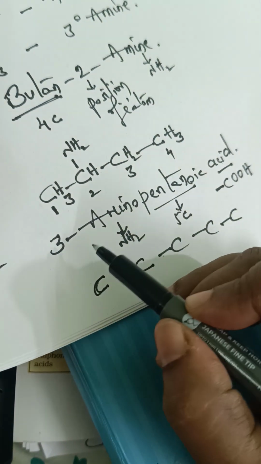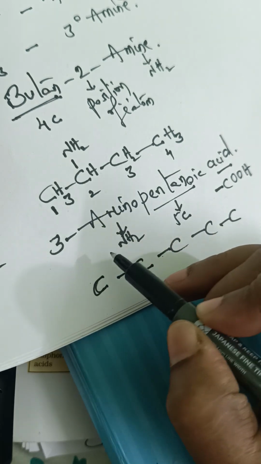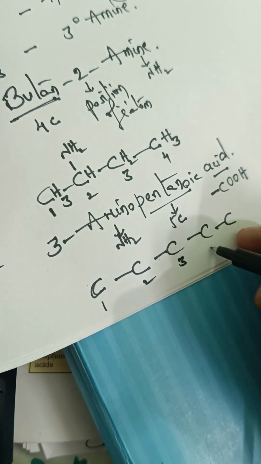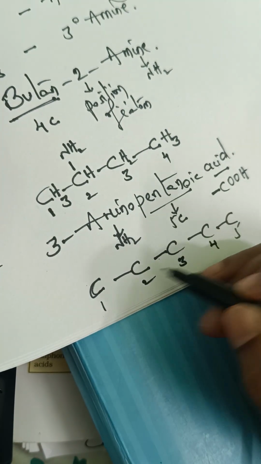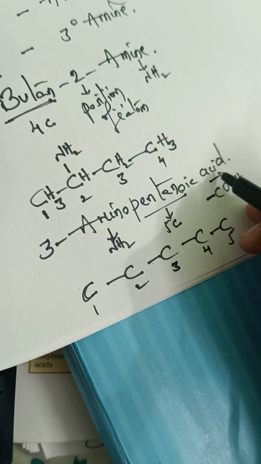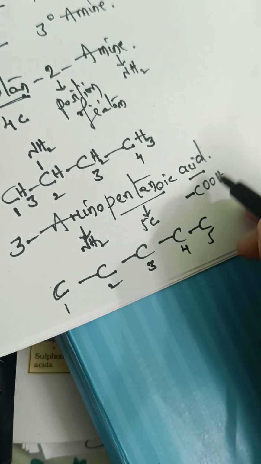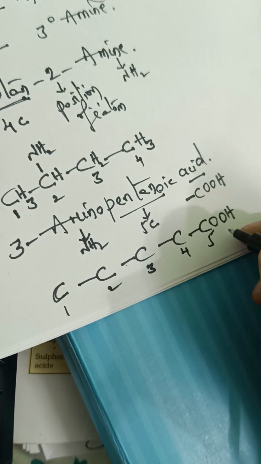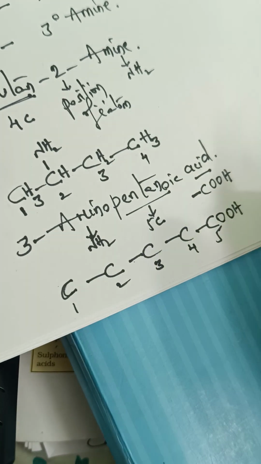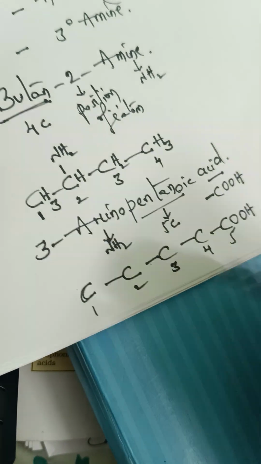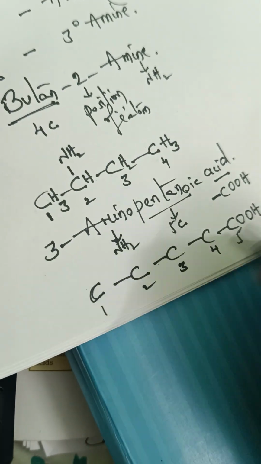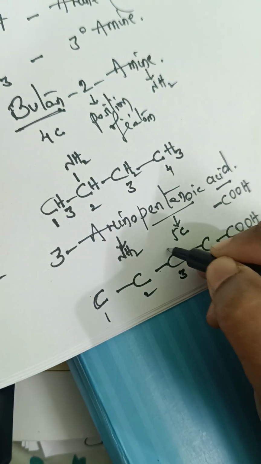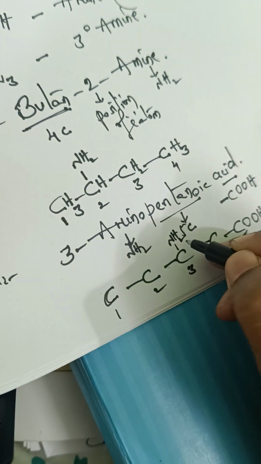Now you see the position of the amino group, at which position it is present. 1, 2, 3. Now I will write the numbers here, 4, 5, because pentanoic acid, penta means you should have 5 carbons. In pentanoic acid itself, you should add this group to the 5th carbon. If you take one more carbon, it will become hexanoic acid. But here in this example, they have given you pentanoic acid. I have taken this example on my own. And here at the 3rd carbon atom, you should have the amino group, NH2. That's all.